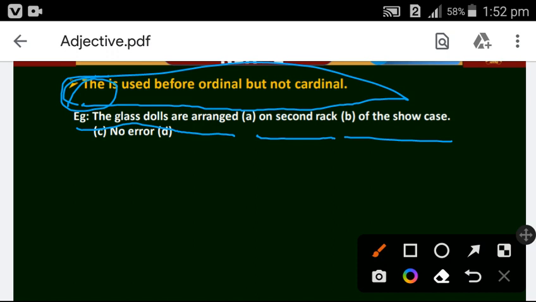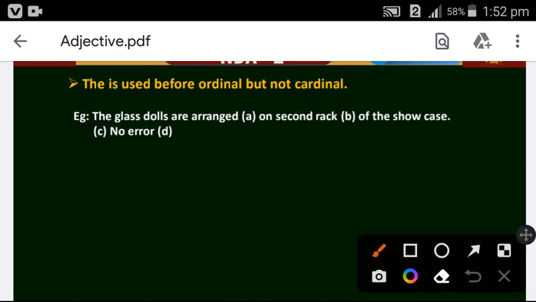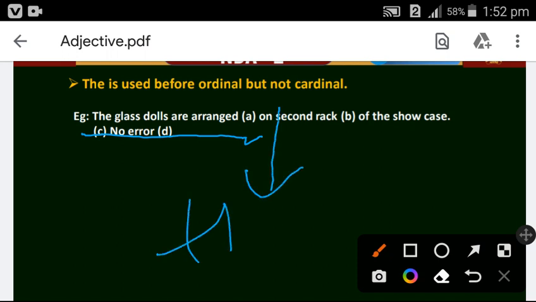By this concept, in the sentence "The glass dolls are arranged on and between one and second," the must be used to correct it. The corrected answer is: the glass dolls are arranged on the second rank of the showcase.